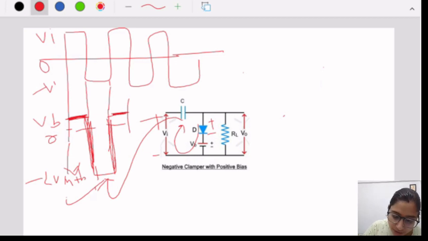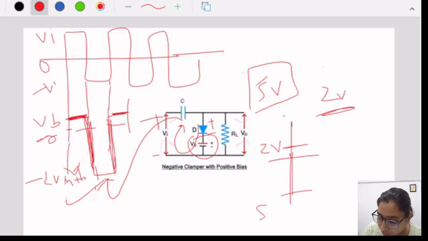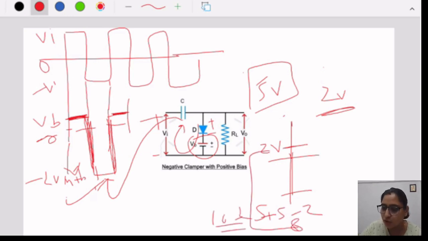We see that we shifted the DC level not to 0 but to a particular voltage VB. Clear? So this is the need of biasing: we are manipulating the DC level according to our need. Let's say this VB is 2 volt and the input is 5 volt. What we are doing is shifting it from 2 volt to 5 plus 5 minus 2, which means 10 minus 2, which is nothing but 8 volt. So it is going from 2 volt to 8 volt.